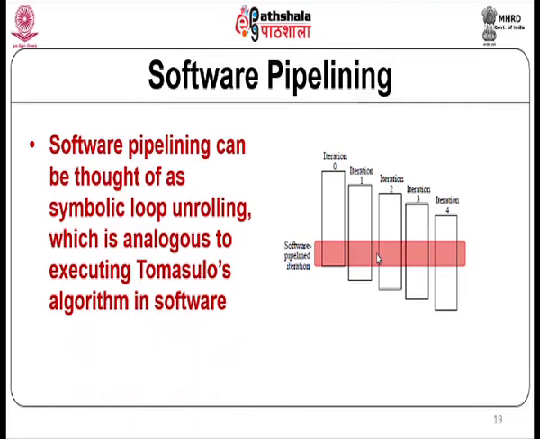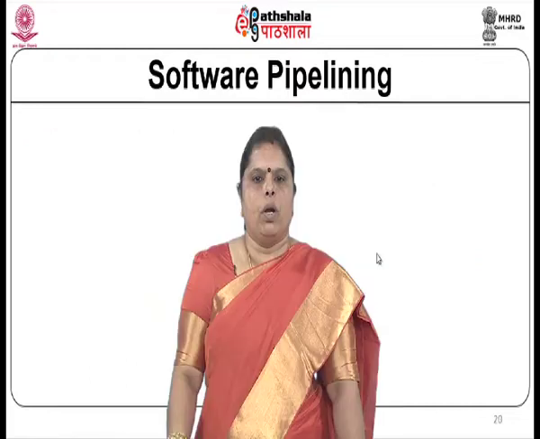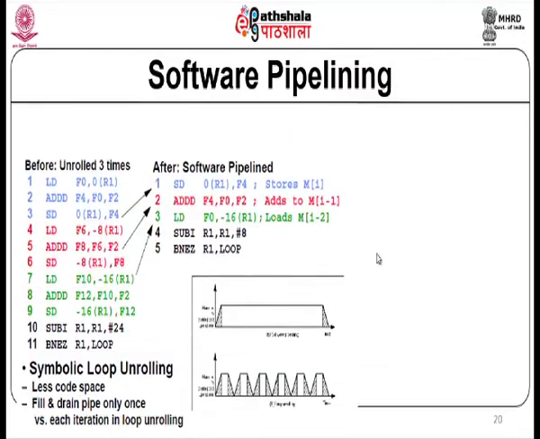You can see that software pipelining can be thought of as symbolic loop unrolling, which is analogous to executing Tomasulo's algorithm in software, because Tomasulo's algorithm basically did a loop unrolling in hardware. Here we are doing a symbolic unrolling of the loop, and because it is only symbolic, not too many registers are required, so we do not have the drawback associated with loop unrolling, where a number of registers were required.